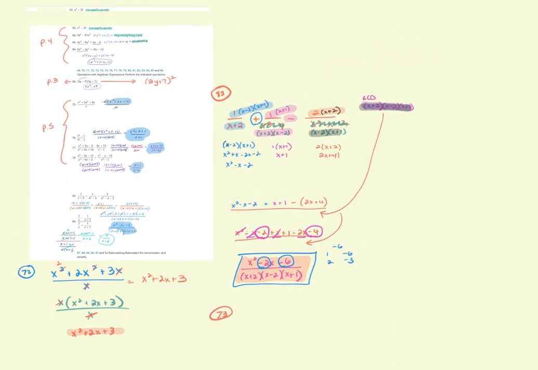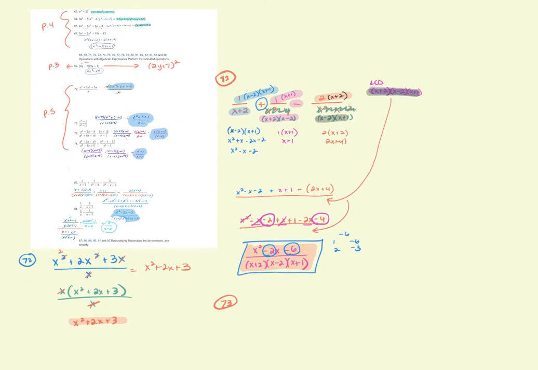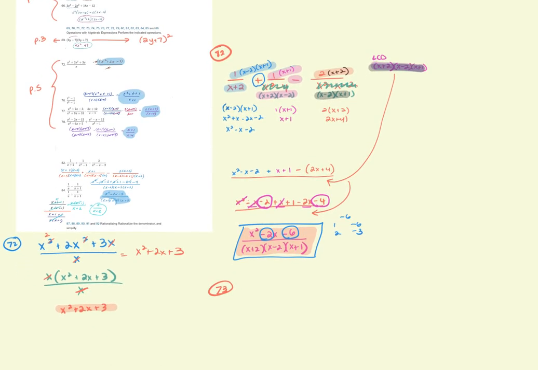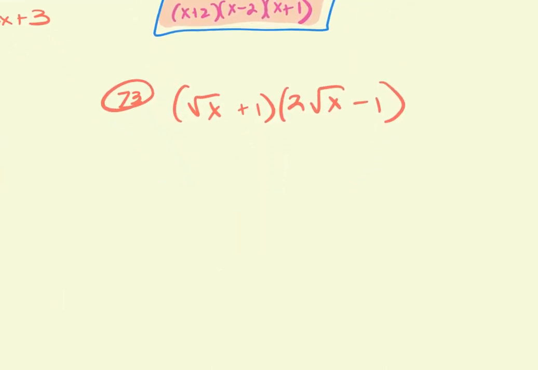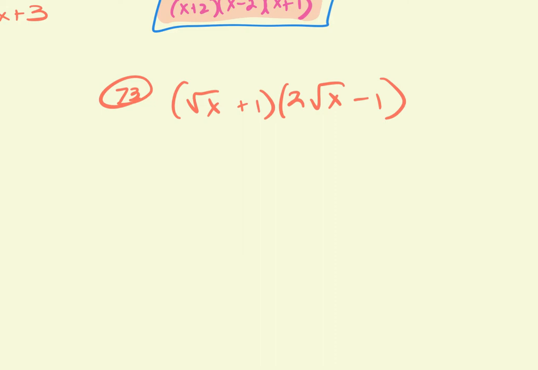You didn't do 73. Here it is. It's not on there because it's an odd, so the odds are on the answers. Yeah, this is just foiling.